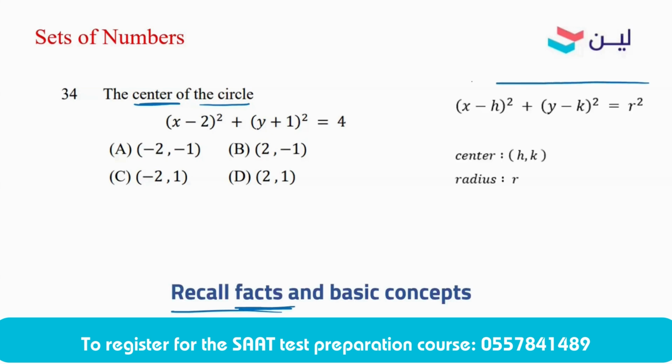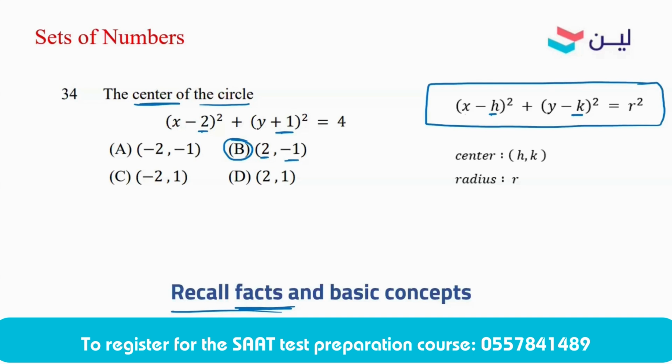This is the general formula for the circle. The center H goes with X with the opposite sign. K goes with Y with the opposite sign. So in this case, this is H, so this is going to be 2. This is a +1, I take it with the opposite sign, -1. So this is the answer. This is one type of problem in the test where if you know the fact, just do it. No calculation. If you know it, it's going to take you less than 10 seconds. So this is one type of problem on the test.